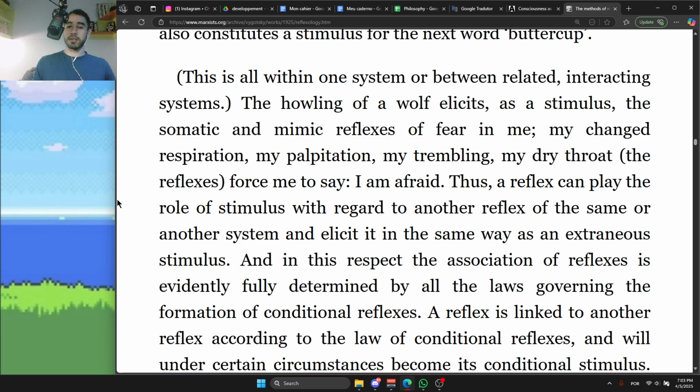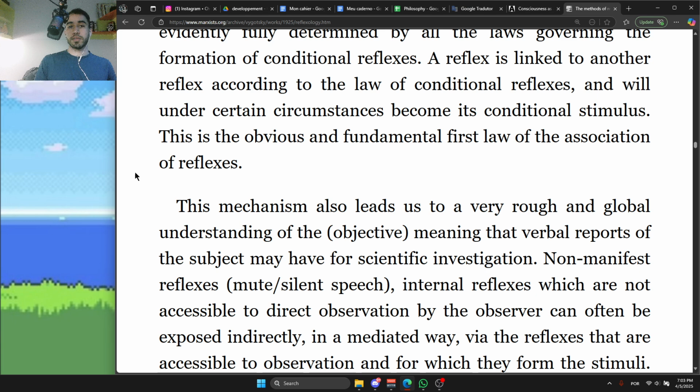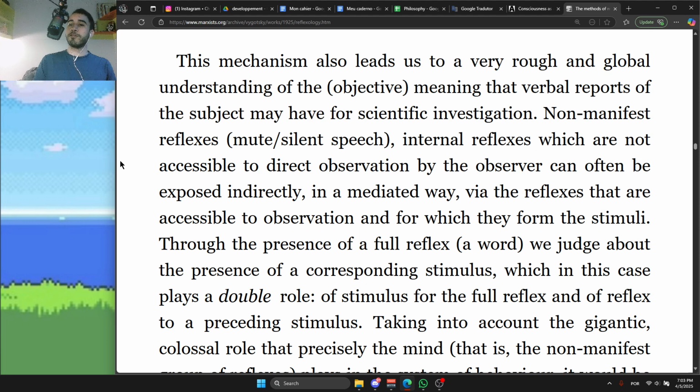And in this respect, the association of reflexes is evidently fully determined by all the laws governing the formation of conditional reflexes. A reflex is linked to another reflex according to the law of conditional reflexes and will, under certain circumstances, become its conditional stimulus. This is the obvious and fundamental first law of the association of reflexes. This mechanism also leads us to a very rough and global understanding of the objective meaning that verbal reports of the subject may have for scientific investigation.